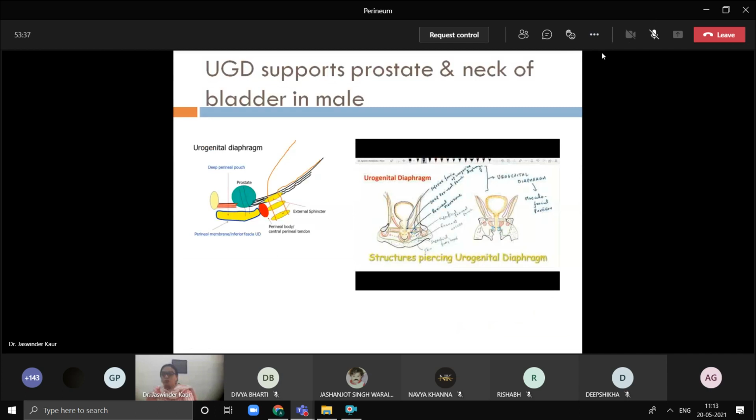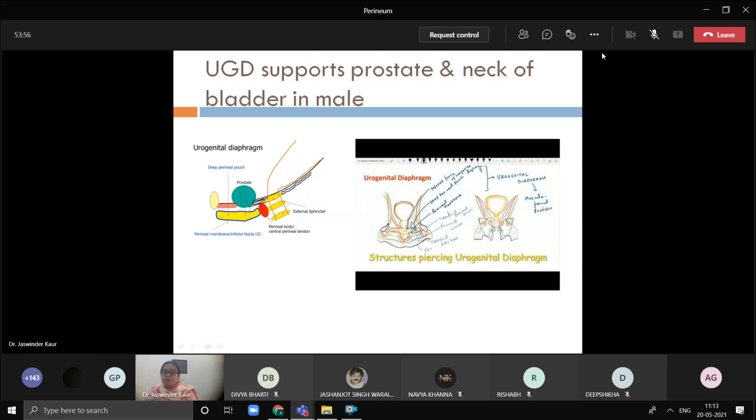So then what is the function of the urogenital diaphragm? Now the urogenital diaphragm in male, so above the urogenital diaphragm is present the prostate and the neck of the urinary bladder. So in male, it supports the prostate and the neck of the bladder.